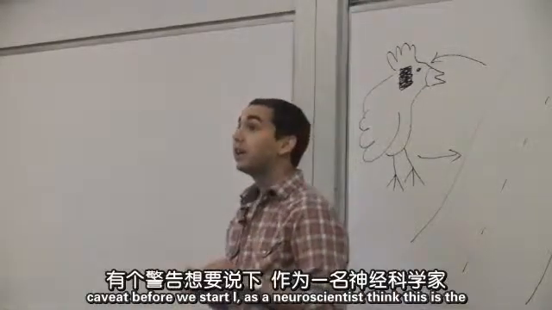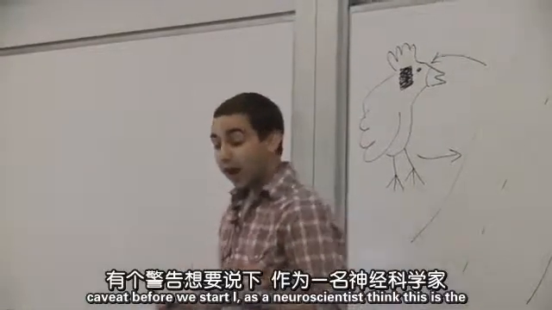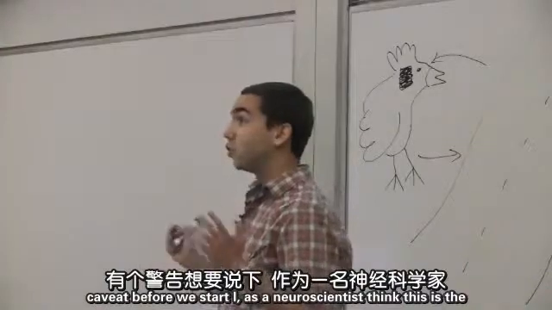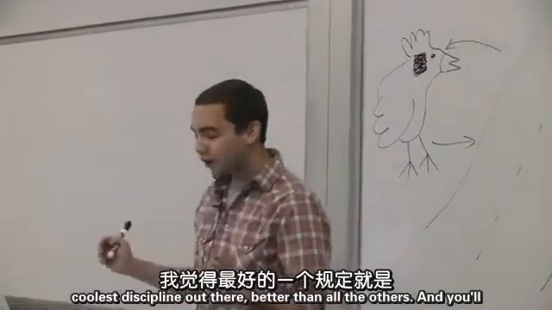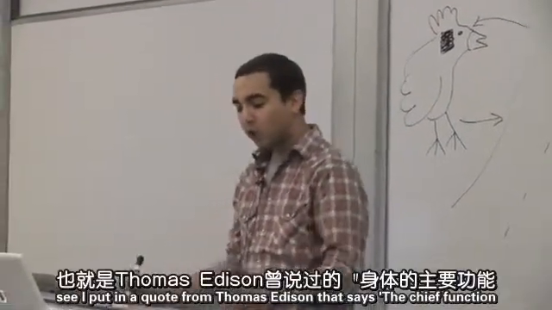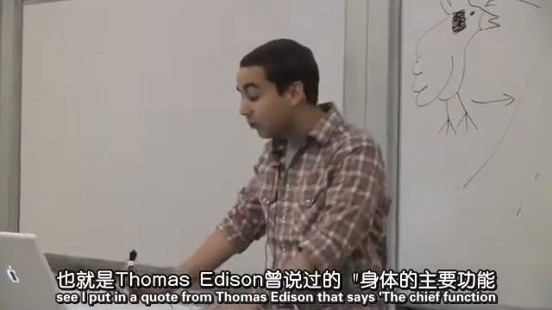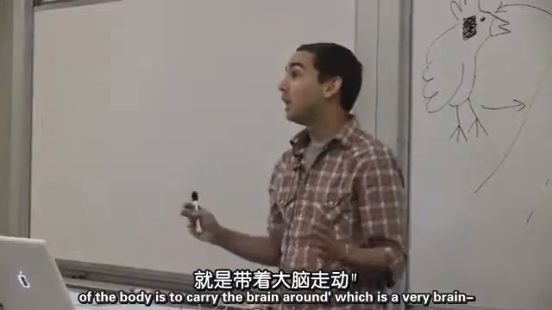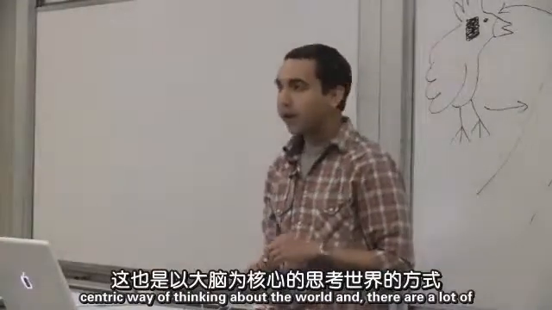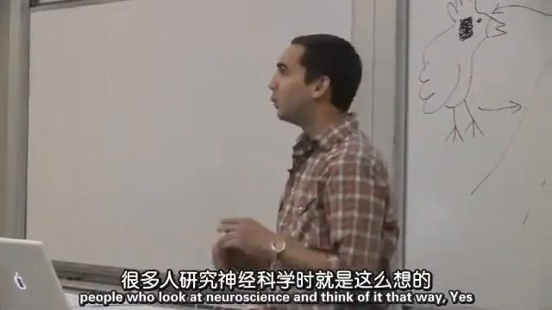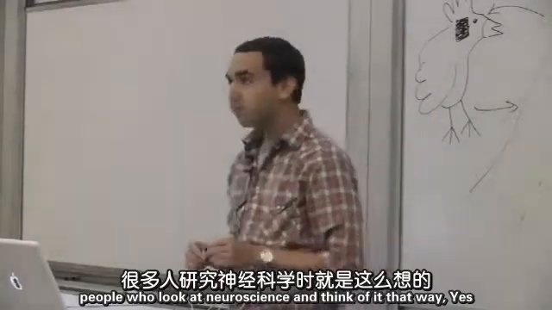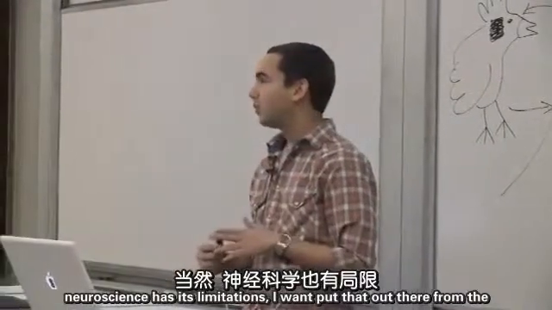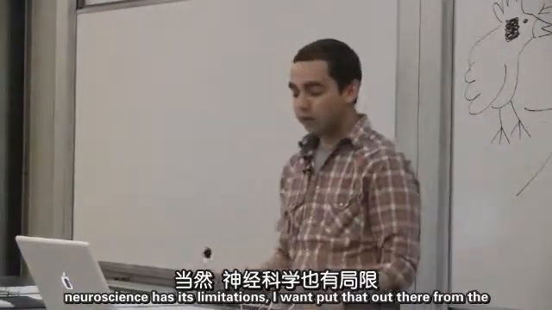And just as a caveat before we start, I, as a neuroscientist, think this is the coolest discipline out there, better than all the others. And you'll see I put in a quote from Thomas Edison that says the chief function of the body is to carry the brain around, which is a very brain-centric way of thinking about the world, and there are a lot of people who look at neuroscience and think of it that way. Yes, neuroscience has its limitations. Want to put that out there from the beginning.